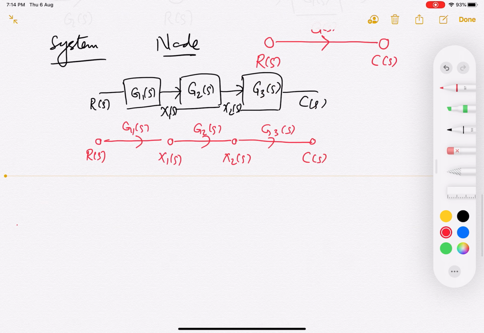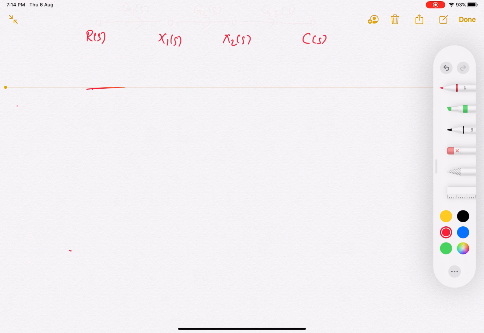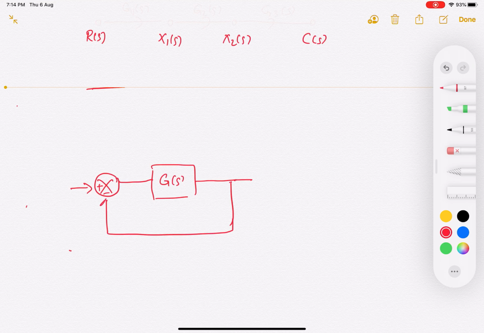What about a feedback loop, for example something like this, with G(s) and a summing junction? The advantage here is that you don't need to draw summing junctions; the need for that is avoided. You'll see how. You have R(s) here, then the error signal, and then the output signal. How would you draw this?